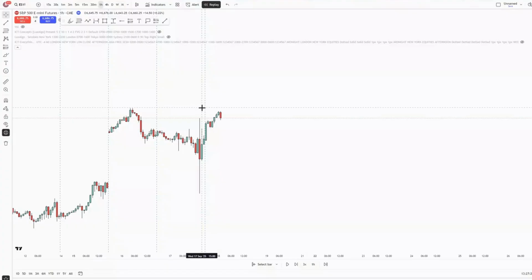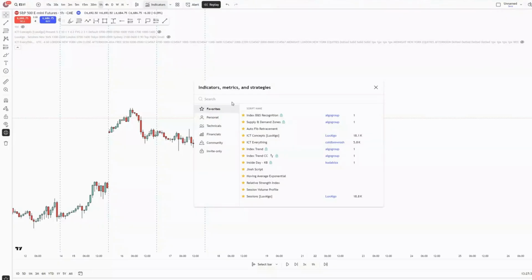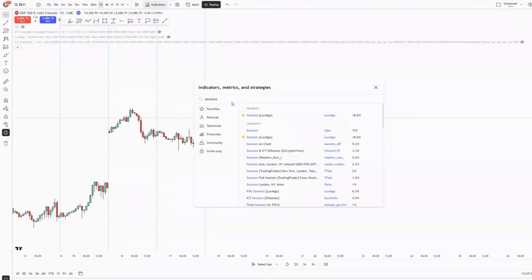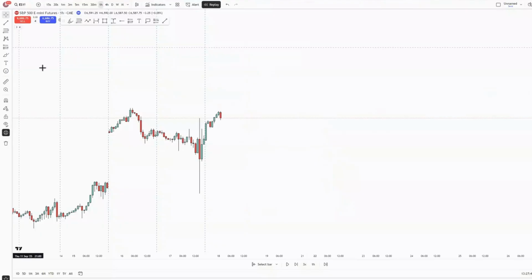So now we're in the charts, and I'm going to show you an indicator that I like to use. And this indicator is Lux Algo Sessions. So if you go to indicators, you just want to search sessions and this one. And you want to obviously click favorite. So I already have it in my chart, so we're all good to go.